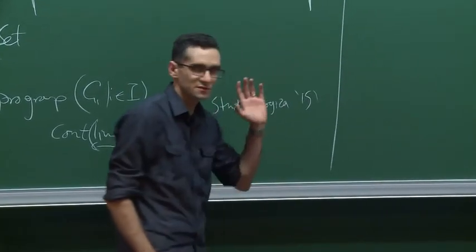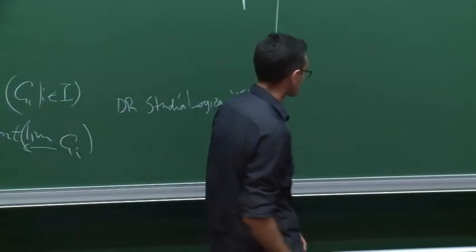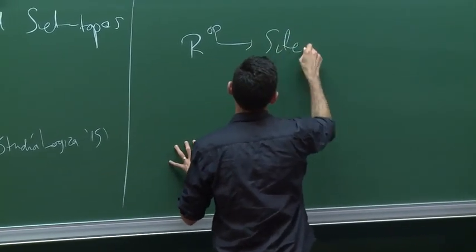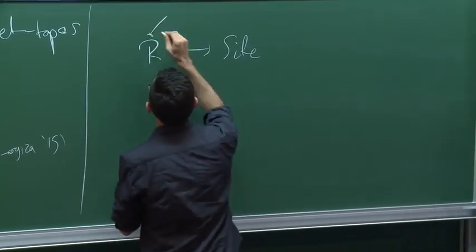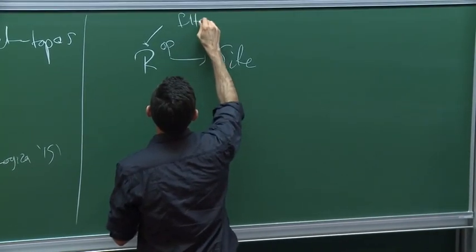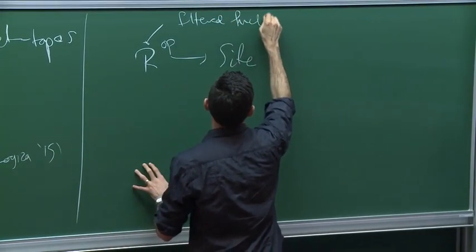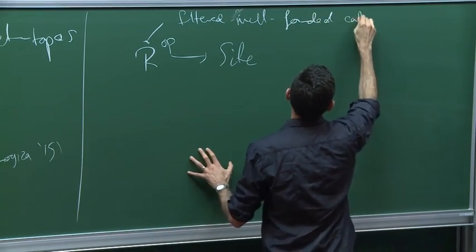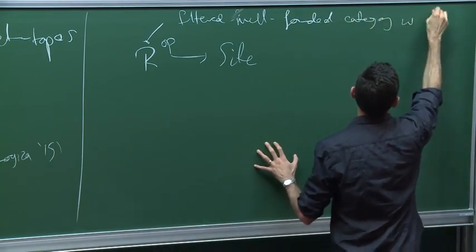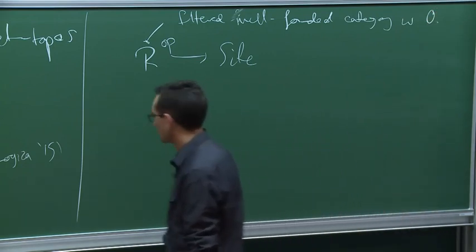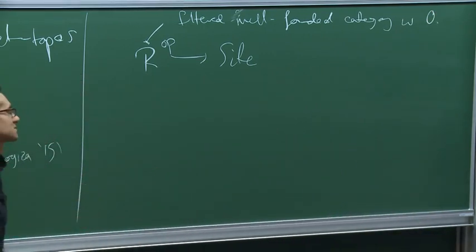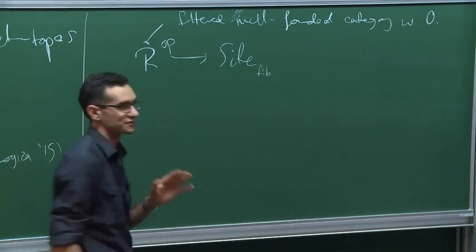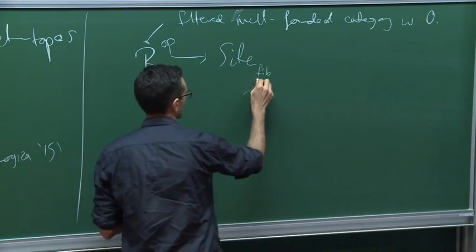This is too restrictive. This is not what Easton used. Consider, let's see, a filtered and well-founded category with an initial object. You can consider a diagram of sites, and I'd like to advertise the morphisms which are fibrations of sites due to Moerdijk.